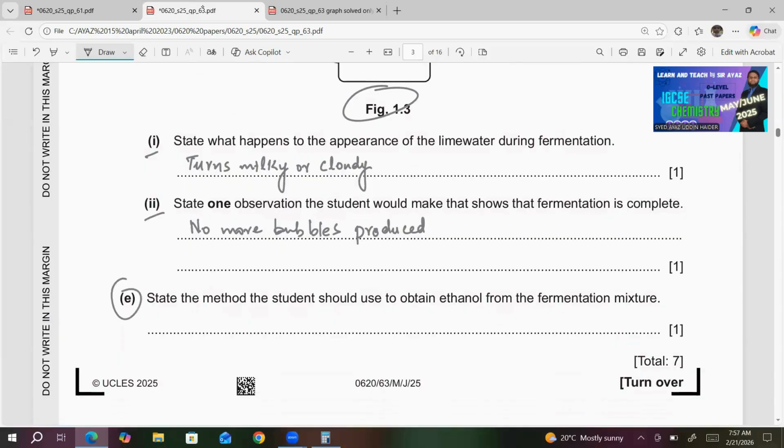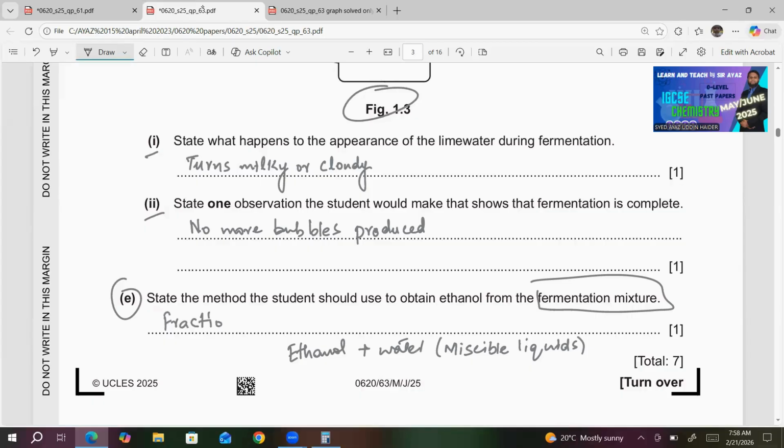E. State the method the student should use to obtain ethanol from the fermentation mixture. So in the fermentation mixture, we will be left with ethanol plus water. And you know that this mixture is a mixture of miscible liquids. What are miscible liquids? Miscible liquids are those liquids which mix into each other. So the method we are going to use for this is fractional distillation. So you write fractional distillation.